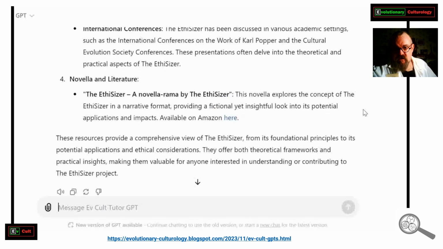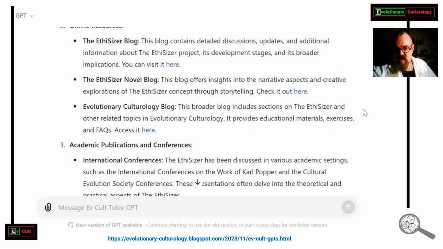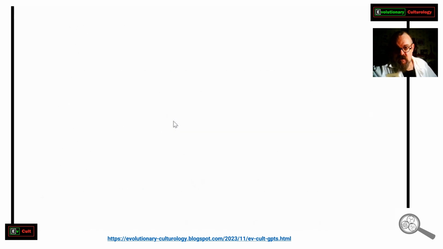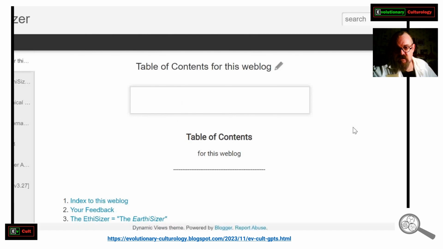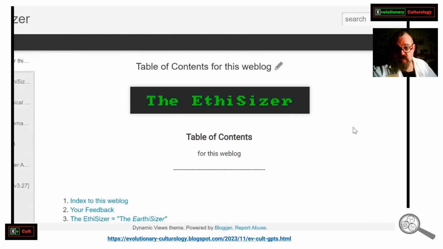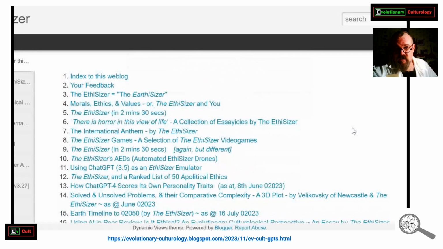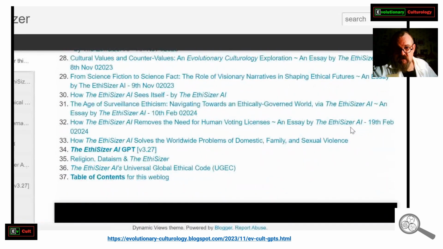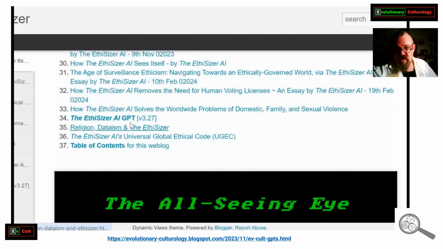Let's go click on that link, the EthiSizer blog. You can visit it here. Click that. And that brings up the EthiSizer blog. There it comes, loading slowly. There we go. There's the index table of contents to that blog. There we can go to the EthiSizer GPT.